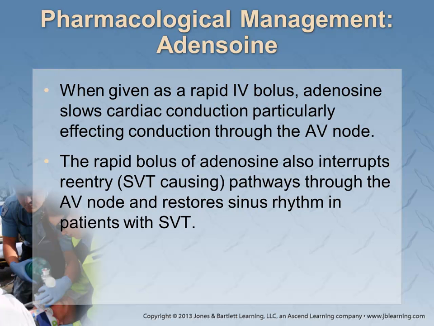A re-entry, an SVT causing a re-entry pathway. Okay, so in this case, we've got the originating pace in the supraventricular area. We're going to have re-entry of the electrical signal into the ventricles that doesn't just go through the AV node. It follows aberrant pathways, going into the ventricles in other ways than just the AV node. Does that make sense? And so adenosine interrupts that re-entry, and it kind of moves everything back to the AV node pathway.